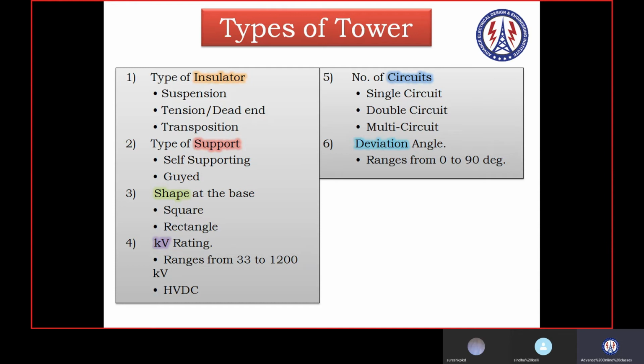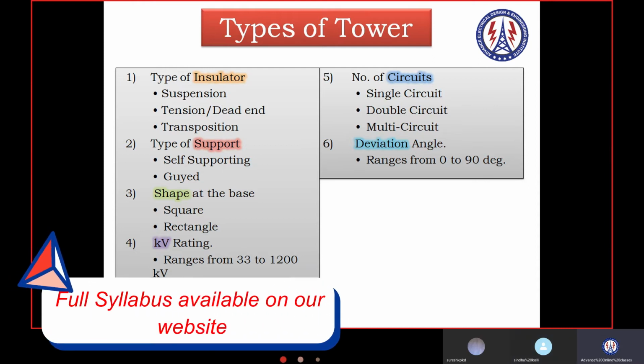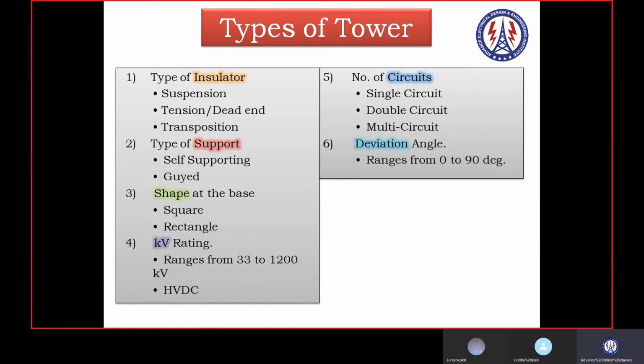Similarly, if on one transmission line tower there are two circuits, they start calling it a double circuit transmission line tower, right? But based on application, transmission line towers are of two types, suspension type tower and tension type tower. So first we are going to understand what the suspension type tower is and what the tension type tower is.